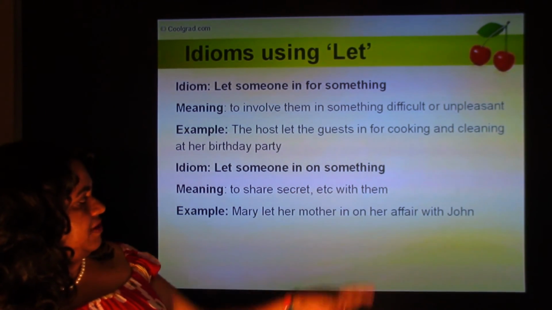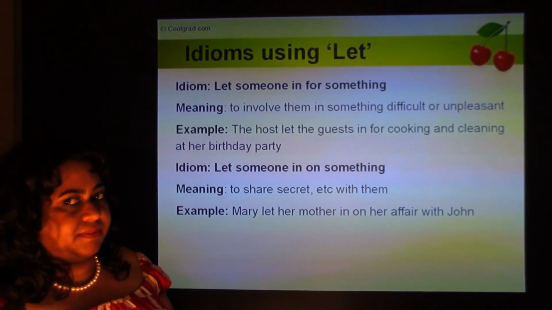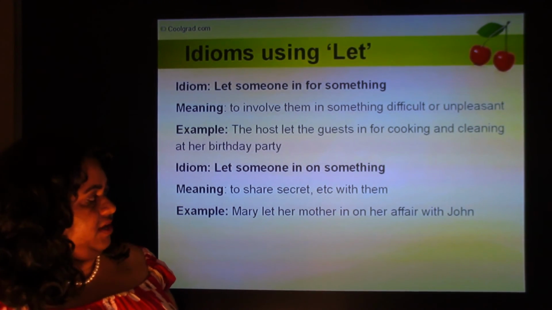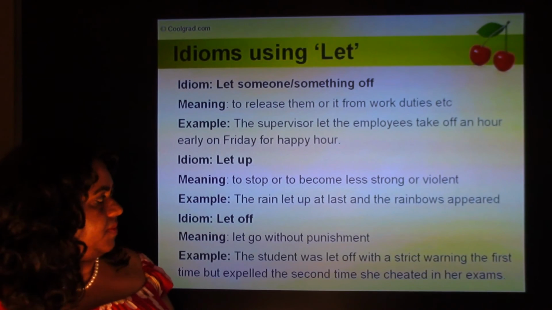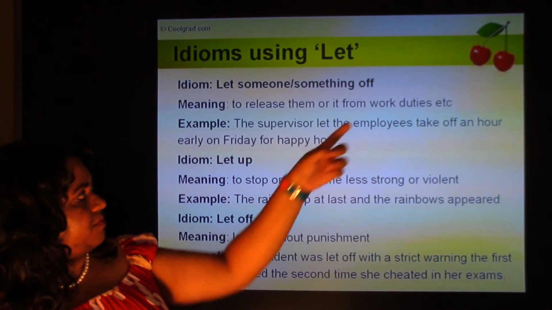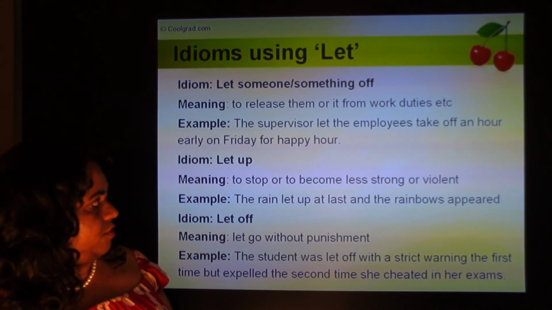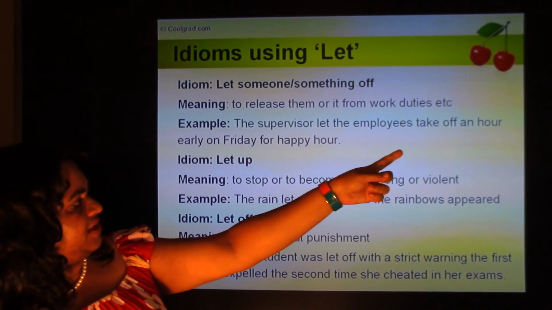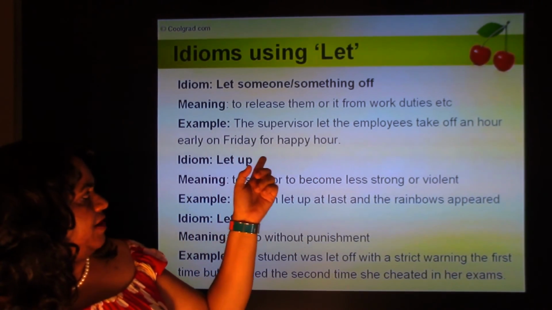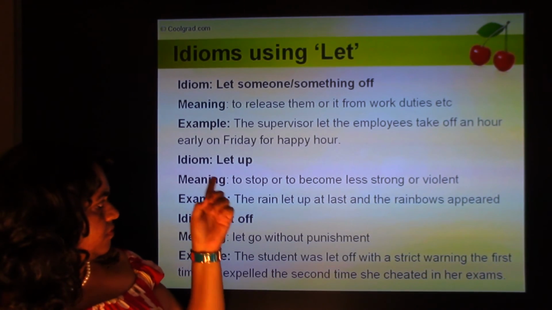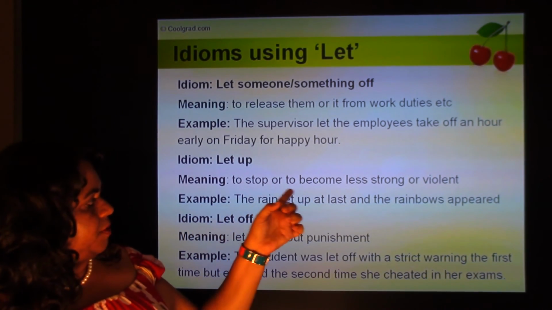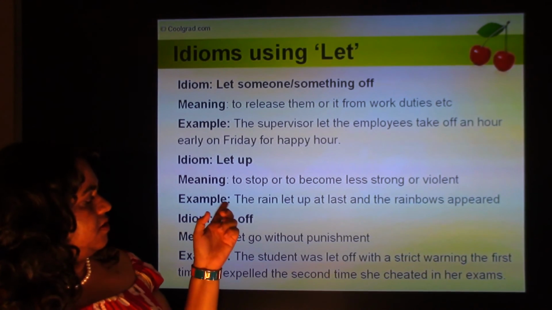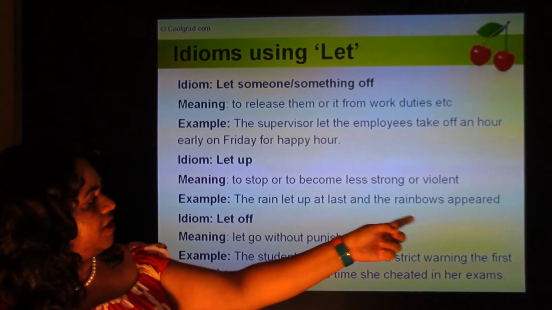Let someone in on something means to share a secret with them. Mary let her mother in on her affair with John. Let someone or something off means to release them or it from work duties, etc. The supervisor let the employees take off an hour early from Friday for happy hour. Let up means to stop or to become less strong or violent. The rain let up at last and the rainbows appeared.